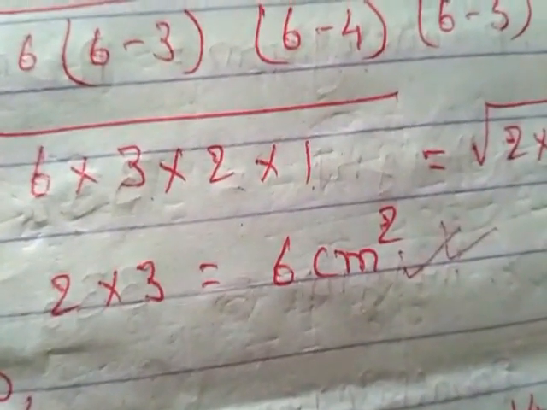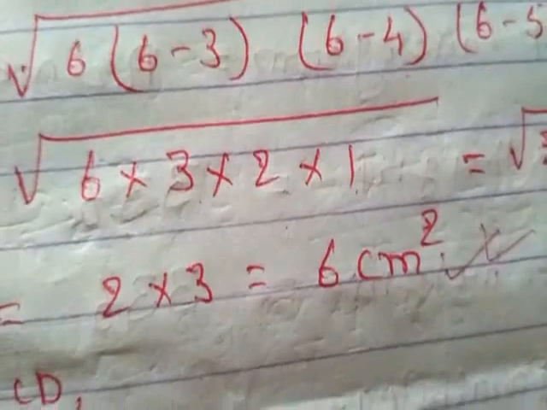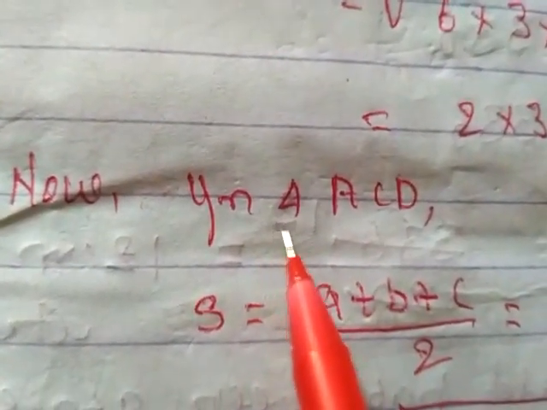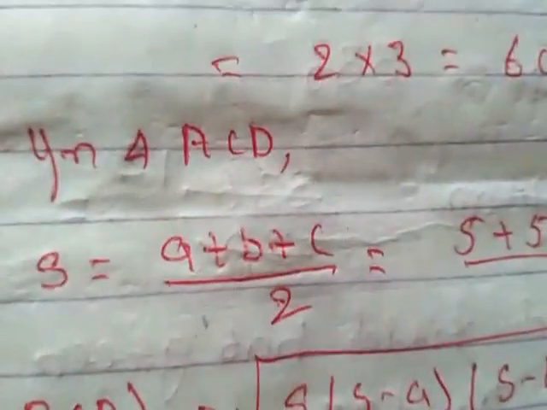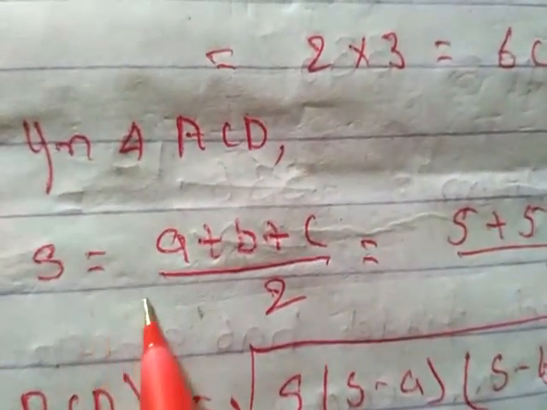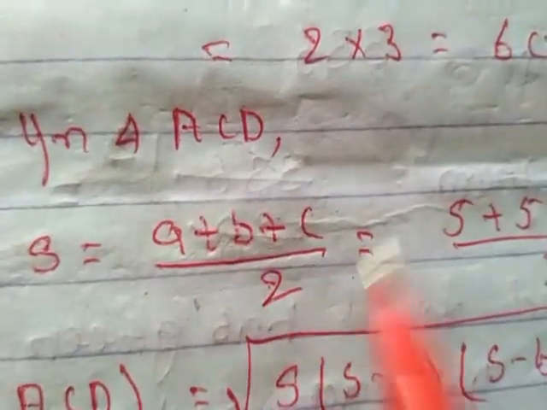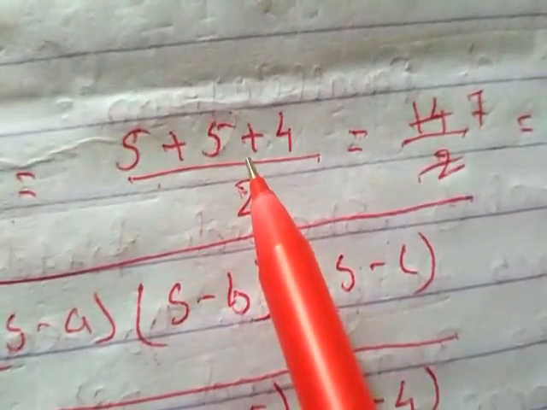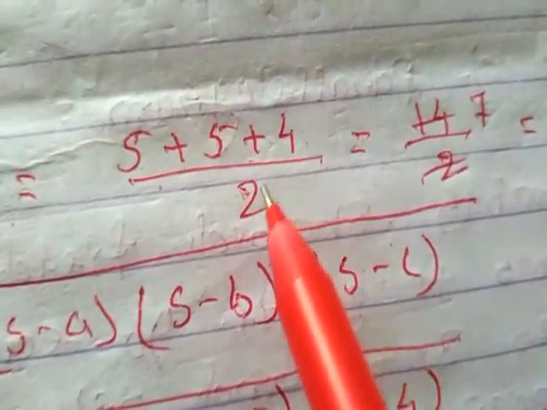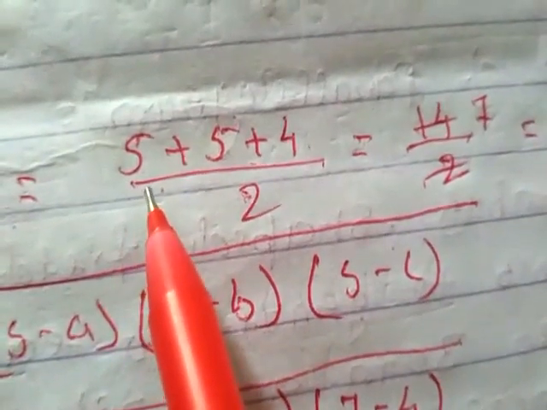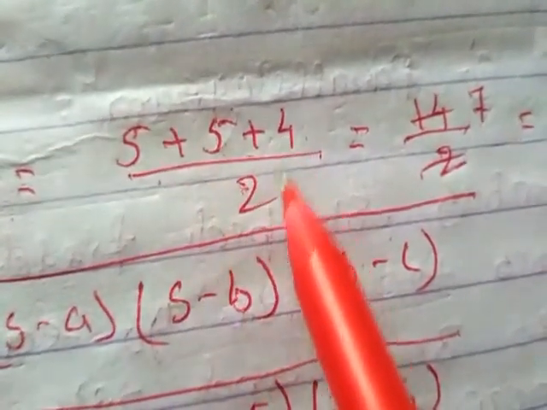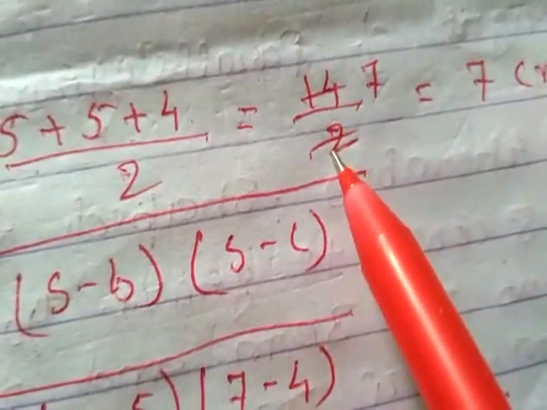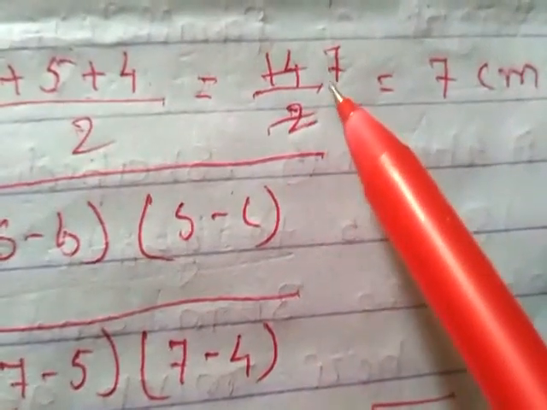Similarly, the same process we will repeat for the area of triangle ACD. So in this triangle also S equals (a plus b plus c) by 2, and its three sides were 5 centimeter, 5 centimeter and 4 centimeter. So we have 5 plus 5 plus 4 by 2. On adding them together, we have 14 by 2. 14 will go by 2 seven times. So we have 7 centimeter as the value for S.